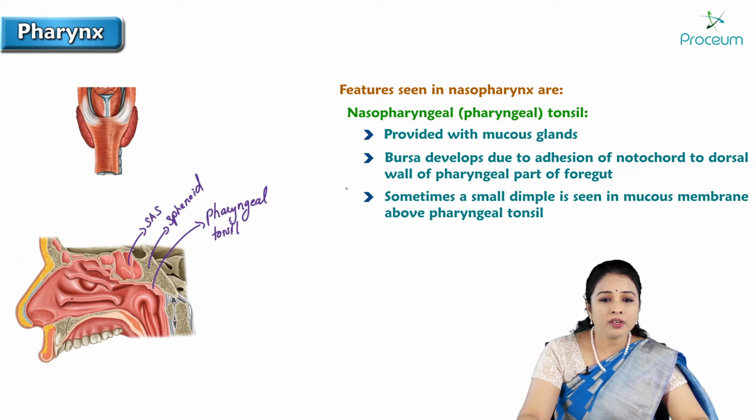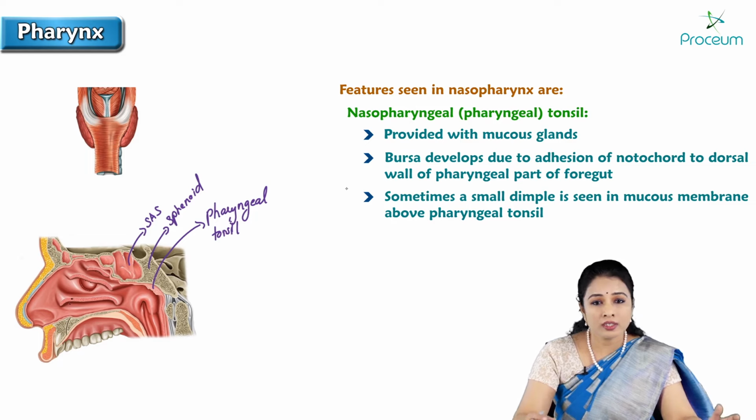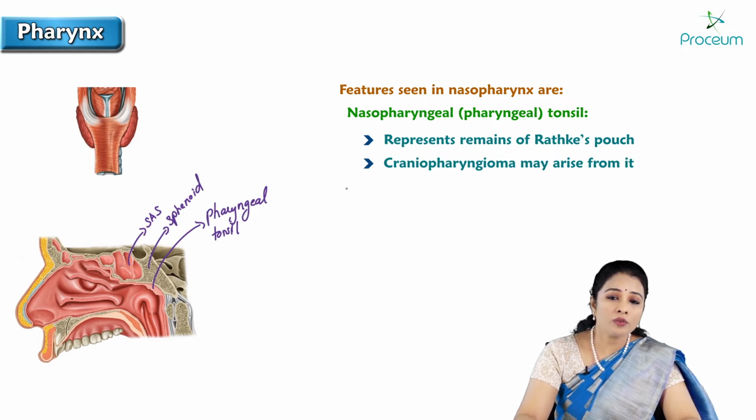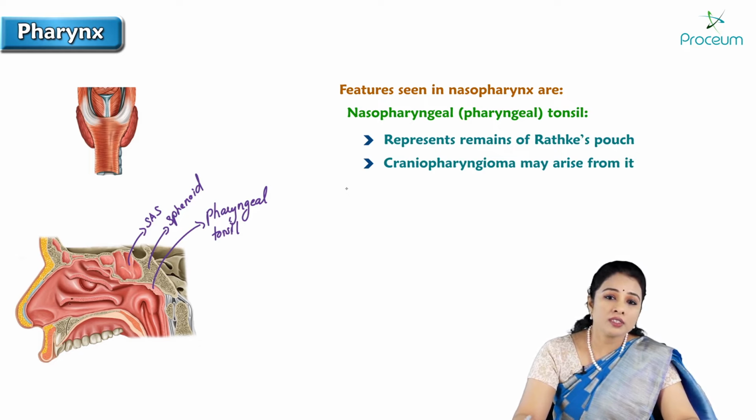This mucous diverticulum, which is the bursa, develops due to the adhesion of notochord to the dorsal wall of the pharyngeal part of foregut. So during embryology, that is during development, the notochord adheres to the dorsal wall of the pharyngeal part of foregut, which results in the formation of this bursa. And sometimes a simple dimple is seen in the mucous membrane above the pharyngeal tonsil. It represents the remains of Rathke's pouch. A craniopharyngioma may arise from this Rathke's pouch.